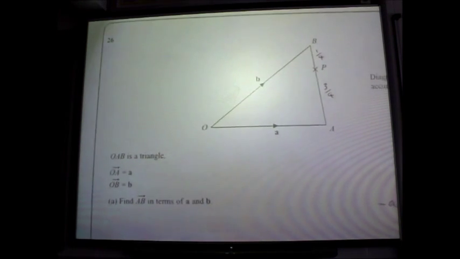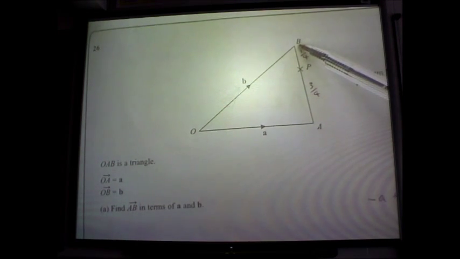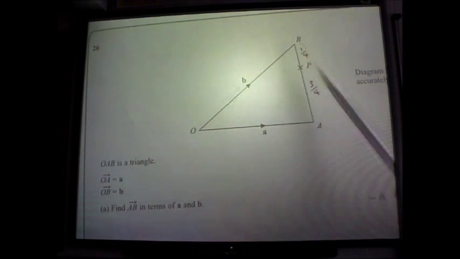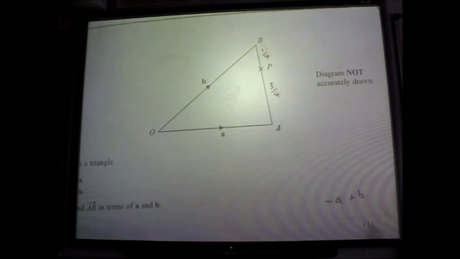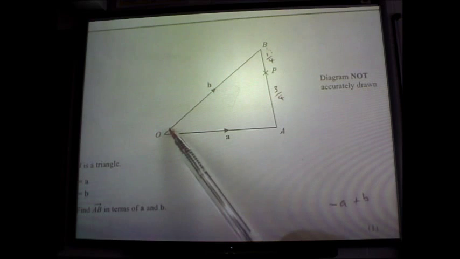Right, question 26, last one. Vectors. It tells you OAB is a triangle. You need to find AB. So that means you need to get from A here to B there. You know that is A and that is B. So to get from A to B, two ways of doing it. You can go back along A, so that's why I put minus A, and then you go up B. So you can go back along there or up there.